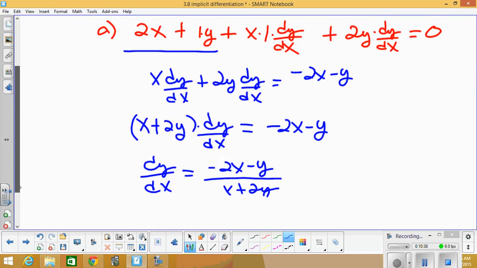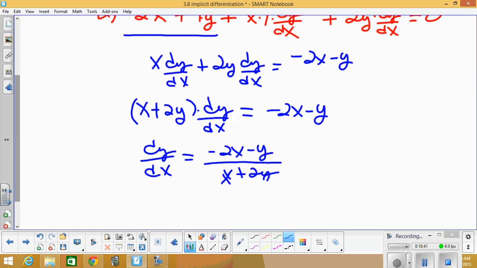Notice this does not simplify any further than this, because you would have to factor it. There's just no way it simplifies.